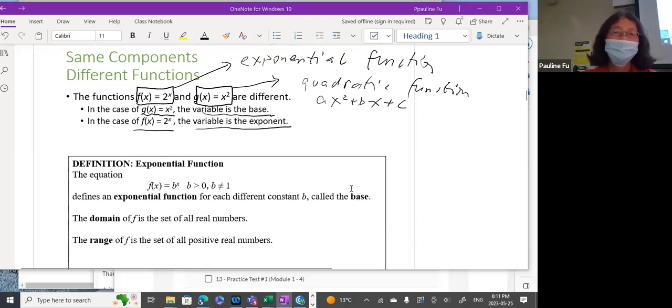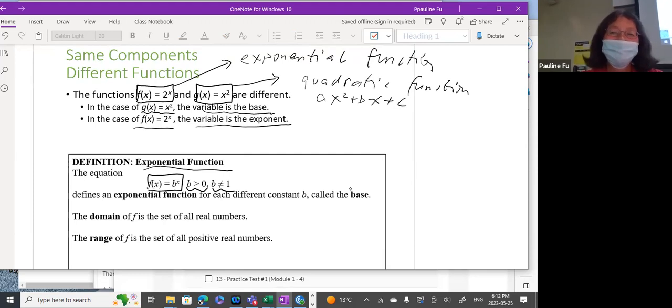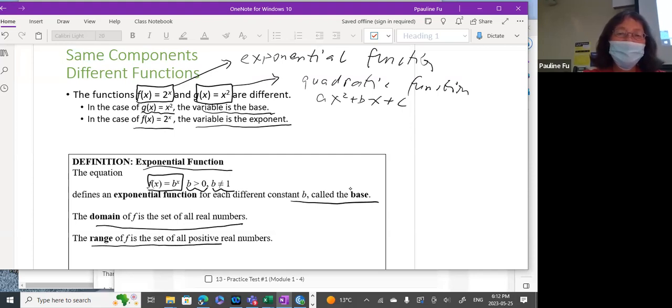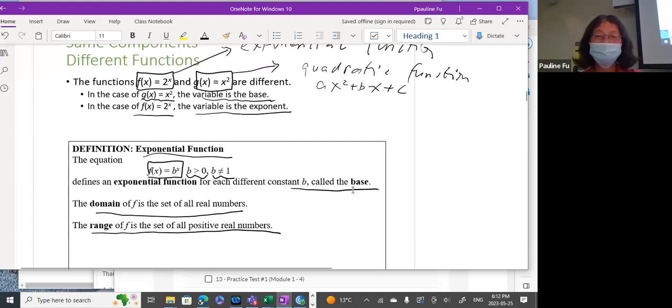All right. So the definition for exponential function: f(x) equal to b raised to power x, b greater than 0, b not equal to 1. And we call this an exponential function. So b is called the base. And the domain of f is all real numbers. The range is all positive real numbers. So questions?